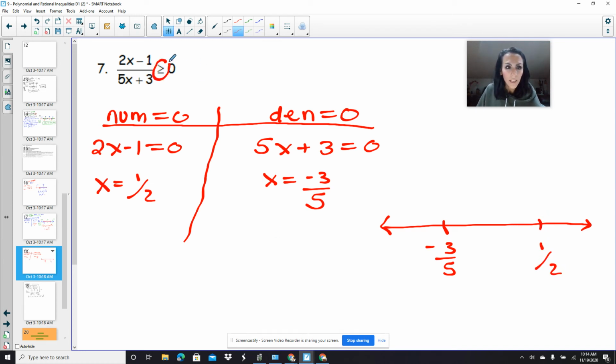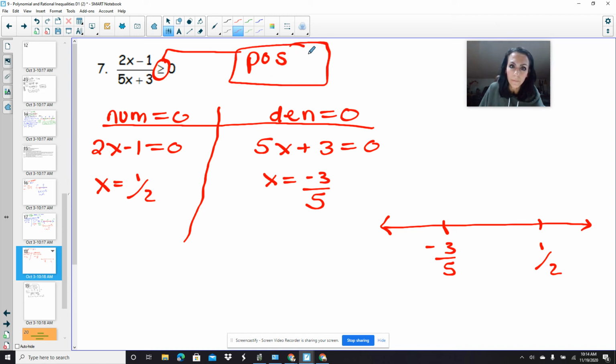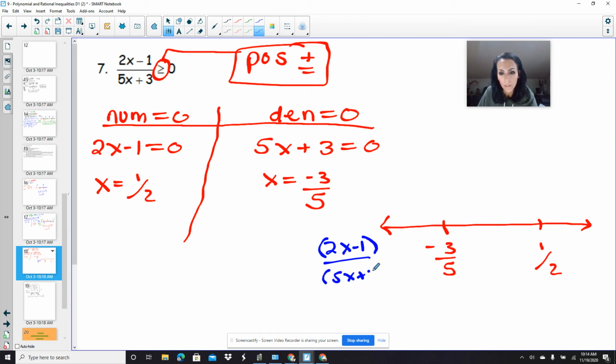Go back up here to the sign. We're looking for values that will make this greater than 0, so we're looking for positives. Okay, let's talk about our circles. Denominator, always an open circle. So let's put an open circle there. Numerator can be open or closed. The symbol tells us that this one is going to be closed or included.